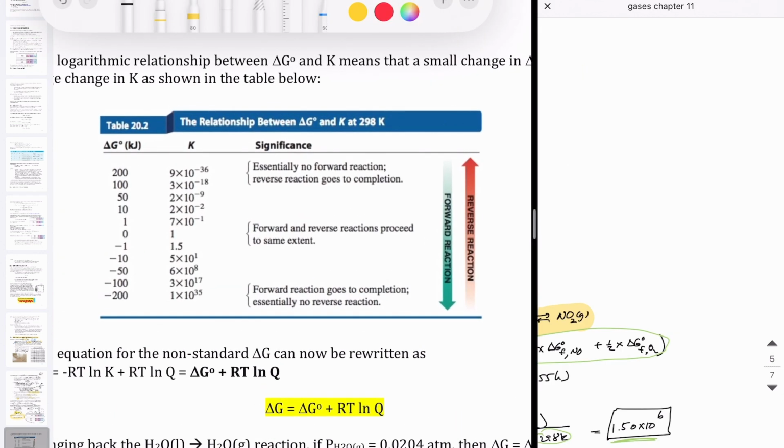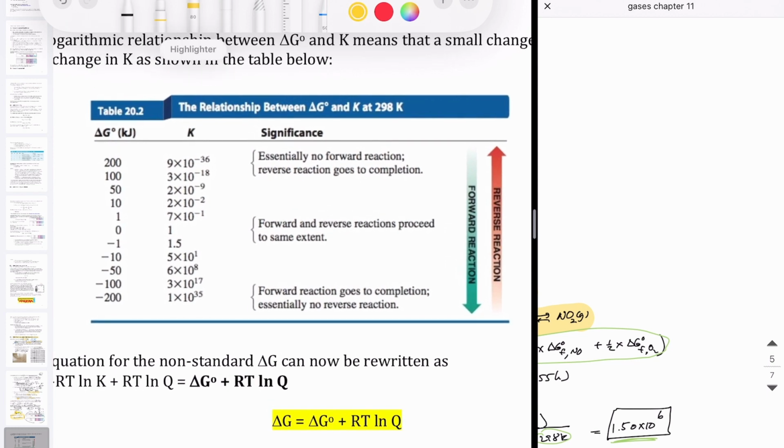The K and delta G standard relationship is exponential, so a small change in the delta G value is going to give a pretty large change in the value of the K. So you can see here how just changing, for example, from 200 to 100, you get a pretty sizable change in the magnitude of the K.